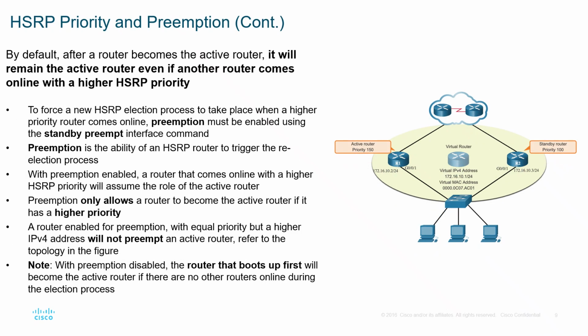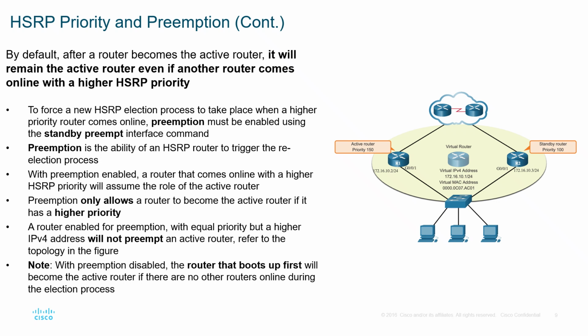By default, after a router becomes the active router, it will remain the active router even if another router comes online with a higher priority. To force a new election, you would have to do a preemption. So preemption must be enabled using the standby preempt interface command. Preemption is the ability of the HSRP router to trigger the re-election process.